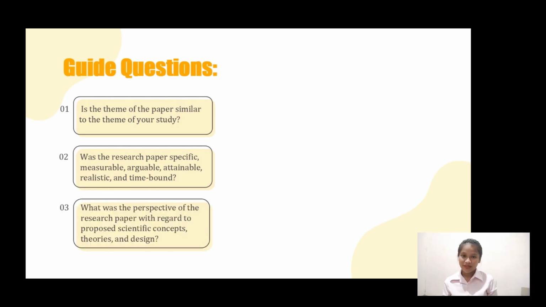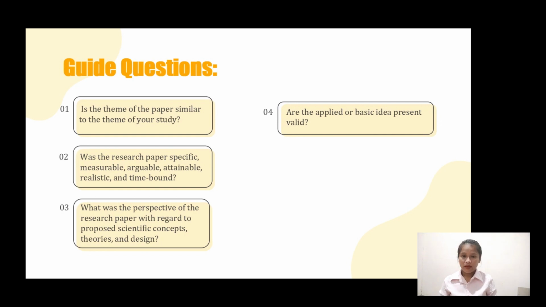Good day. So the third guide question is, what was the perspective of the research paper with regard to proposed scientific concepts, theories, and design? So, in reviewing, dapat nato i-determine kung unsa ang gigamit nga mga concepts, theories, and design sa atong gi-review nga paper, as well as kung unsay stand or claim nato nila sa tibuok study output so that we can add it up or include it sa ato ang paper, especially if same rag perspective ang atong napili nga study sa katong previous study. Are the applied or basic ideas present valid?